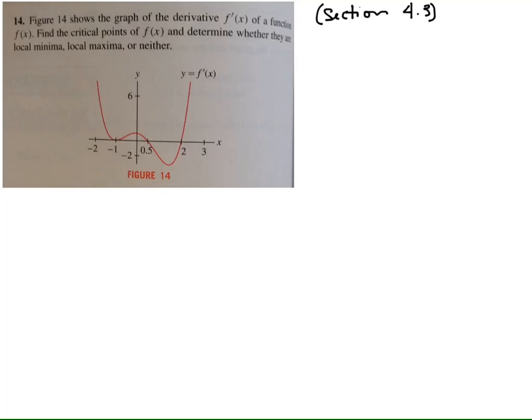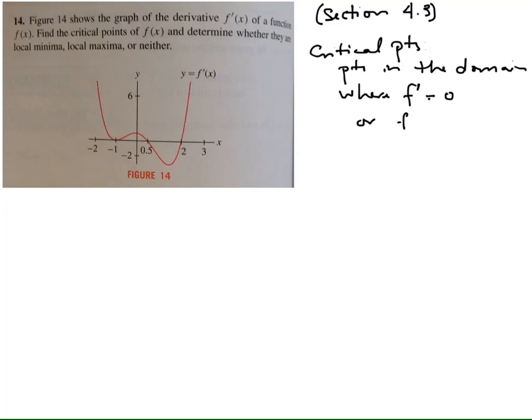It says that in this figure, this is the graph of f prime of x, the derivative of a function. And they ask you to find the critical points of f and determine whether the critical points are local minima, maxima, or neither. Okay, so let's just remember that the critical points are points in the domain where f prime equals 0 or f prime doesn't exist.